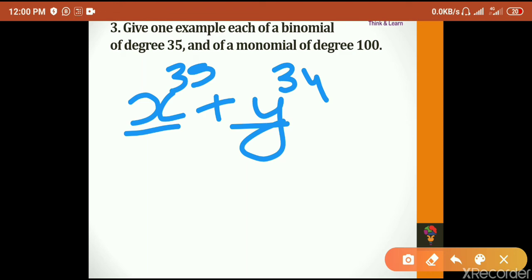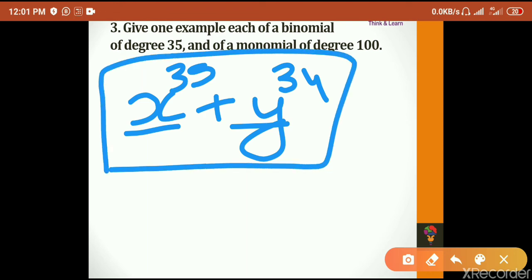Now you can clearly see we have two terms. That means it's a binomial. And what is the highest power? 35. Highest power is your degree. So 35 is your degree. So it is a binomial of degree 35.